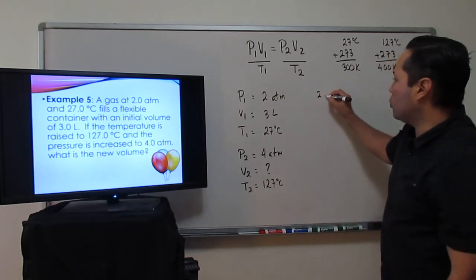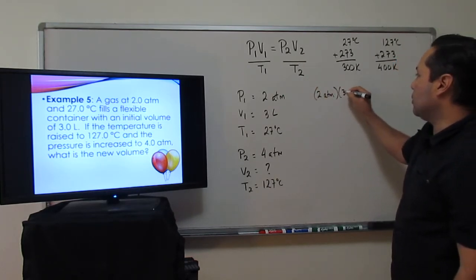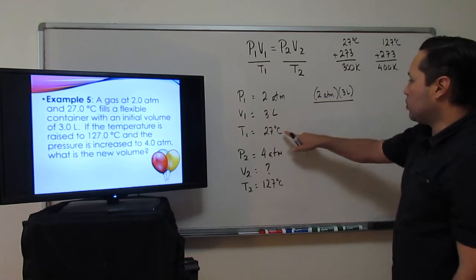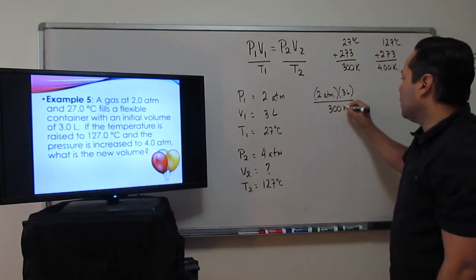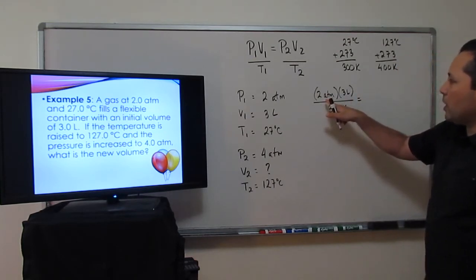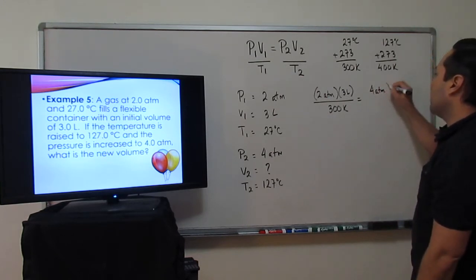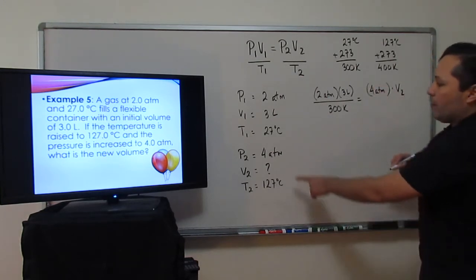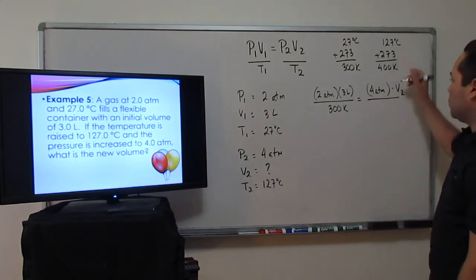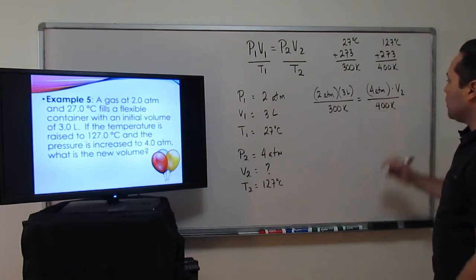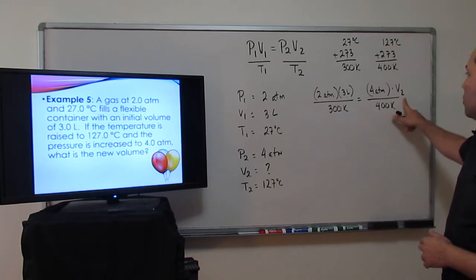So initial pressure was 2 atm, and initial volume was 3 liters, over a temperature of 27 degrees Celsius, which we've corrected to be in Kelvin, 300 Kelvin. Next, I'm going to do the right-hand side. That's going to be 4 atm multiplied times V2. We don't have that value. That's actually what we're solving for. Divided by the temperature, which was 127, but we changed it to Kelvin, 400 Kelvin. So there we have it. There's the initial setup.